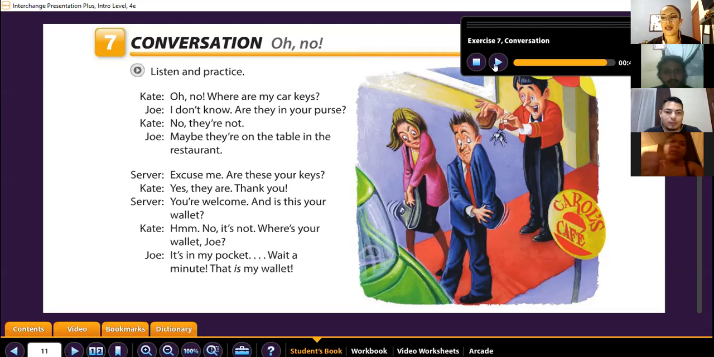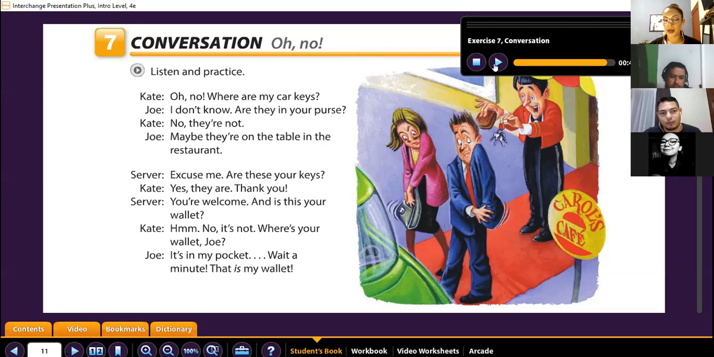Remember, intonation is important. You said, it's in my pocket. Y se da cuenta que no está y dice, espera un minuto. Wait a minute. That is my wallet. So you say, it's in my pocket. Very good. So I'm going to create the groups so you can practice the conversation with the classmates.